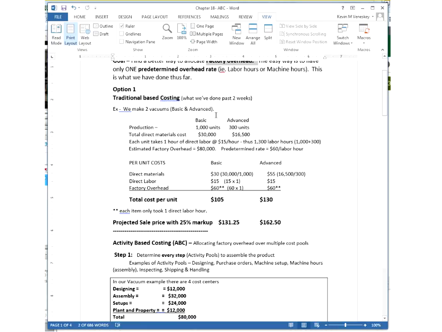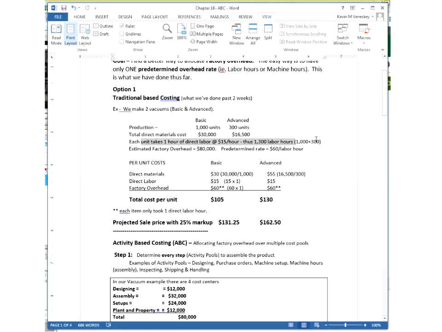Traditional based costing here. All right, so we made two different types of vacuums, a basic and an advanced type. The basic type is cheaper, therefore it's more common. More people are going to buy it, 1,000 units. Advanced, we only make 300 units. The cost that I've given us, it costs about $30,000 of maybe a little bit cheaper materials, not as much materials, to make the 1,000 units, and $16,500 to make 300 units.